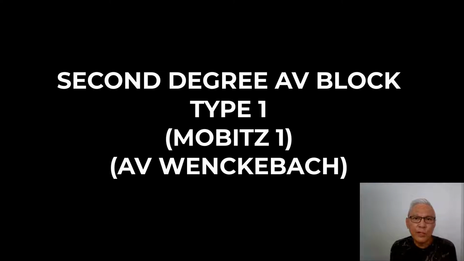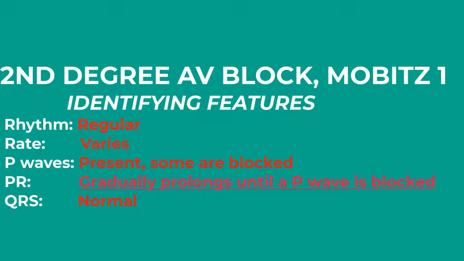The next type of block is second-degree AV block Mobitz 1 or Type 1, also referred to as AV Wenckebach, in honor of the physician that described this electrocardiographic phenomenon. In a second-degree AV block Mobitz 1, most of the impulses are going to be transmitted through the ventricles, but there's going to be a gradual prolongation of the PR interval. Each successive PR interval will be greater than the former, until such time that the AV node is no longer able to conduct the electrical impulses.